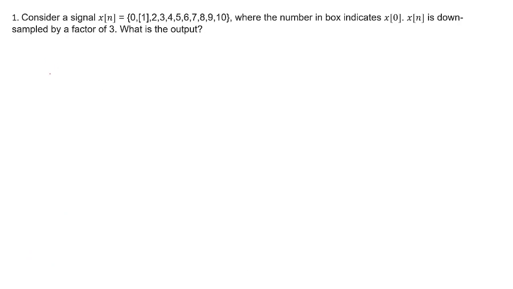So the first problem says a sequence is given, xn, and the index of the zeroth entry is also mentioned in a box. It is said that xn is downsampled by a factor of 3. So what should be the output? Let us first write down the sequence xn. I have deliberately removed the options so that when we derive the correct answer, we will get straight to the point.